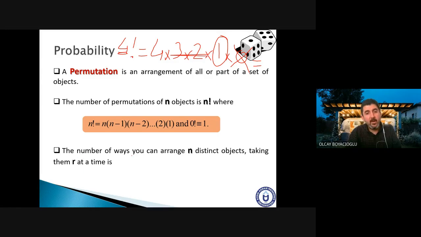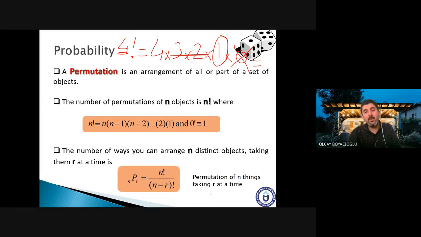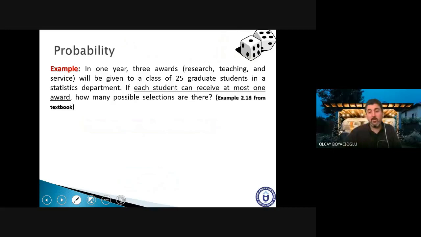All right? The number of ways you can arrange n distinct objects, taking them r at a time, is described here. Permutation of n things taking r at a time. The formula of that would be n factorial divided by n minus r factorial. Okay, again, hopefully high school knowledge for you guys, but we need to remind you again for the probability purpose.